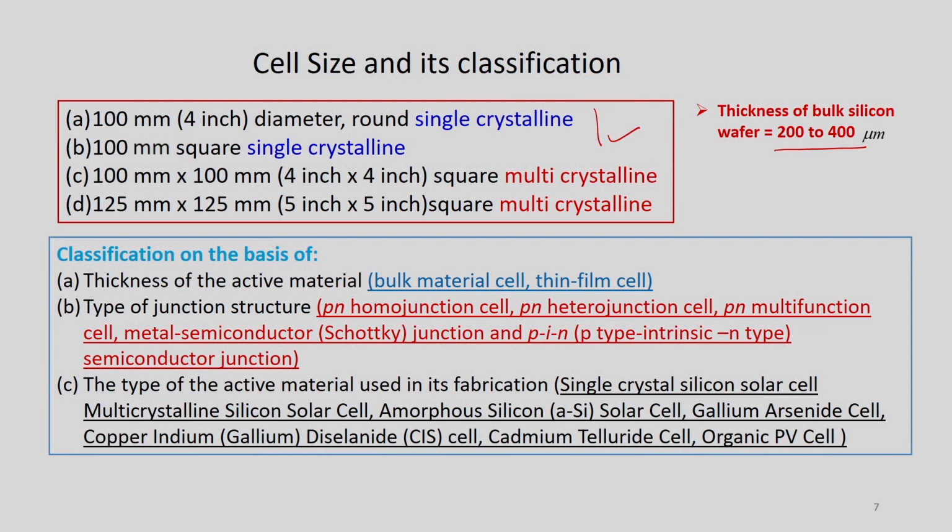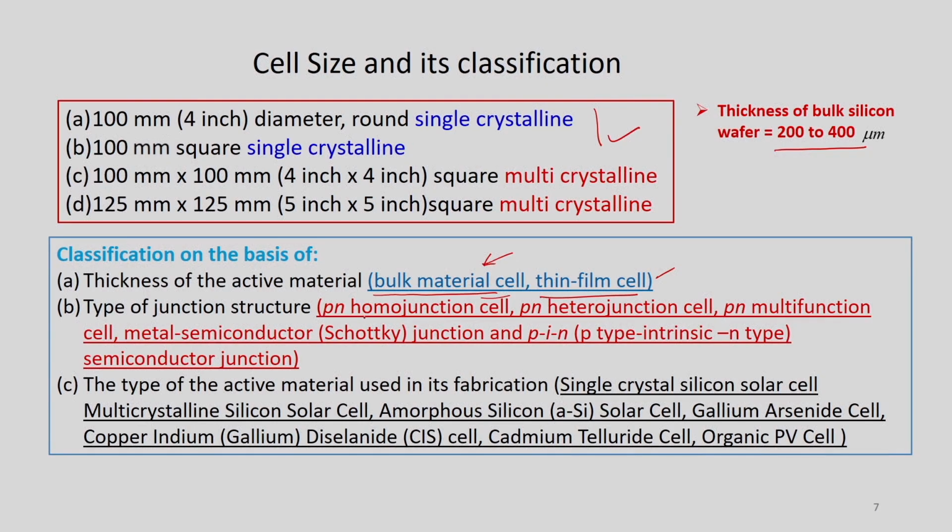So primarily there are 3 aspects: thickness of active material, type of junction structure, and type of active material used in the fabrication. We will learn slowly what is active or bulk material and then thin film. Bulk material may be single crystalline cells or multicrystalline solar cells, and thin film may be organic solar cells. Thin films we can bend, but with bulk material, if we have to have more active material, then we cannot bend it. But thin film can be bent.